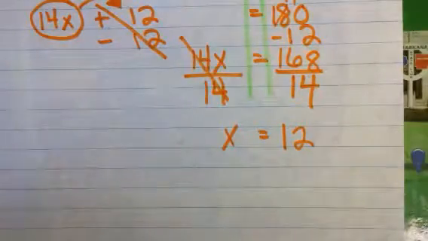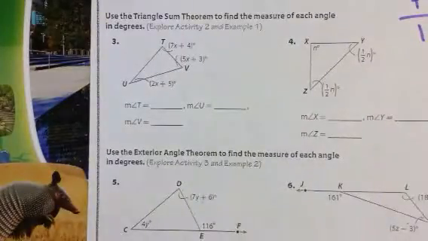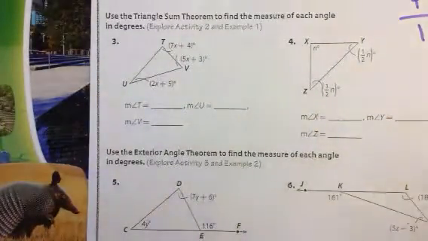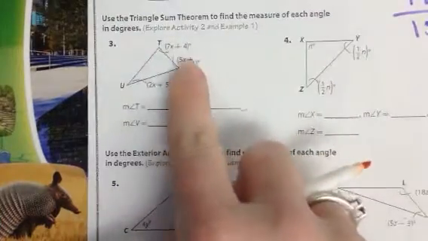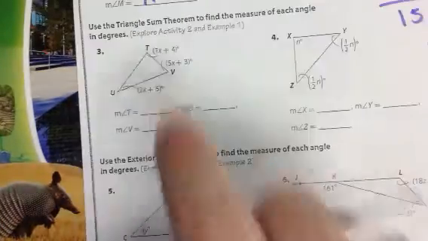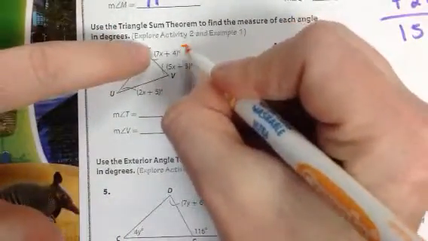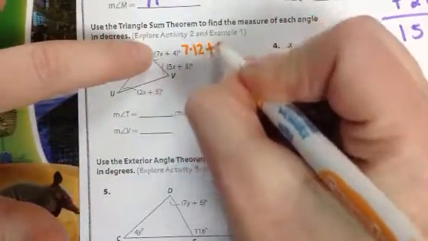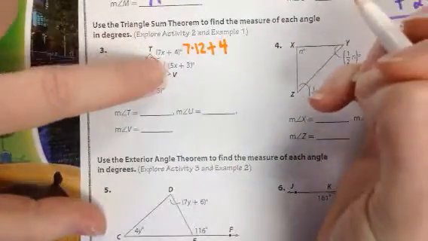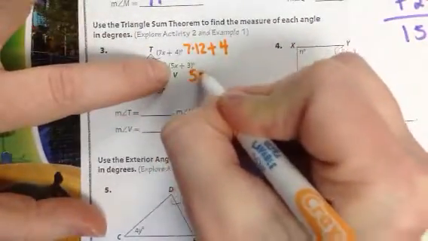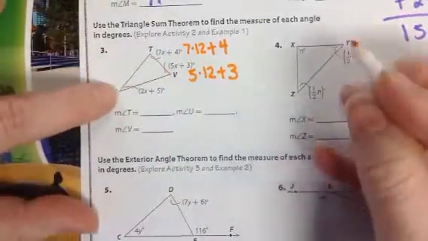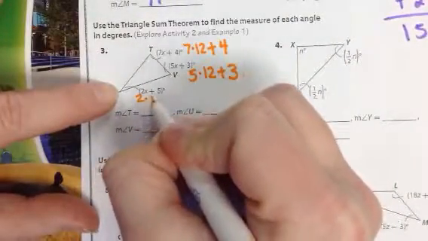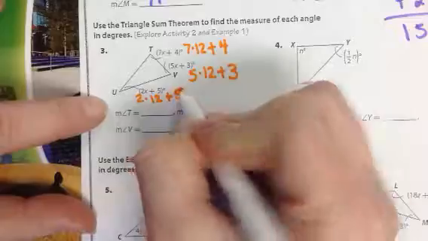Okay, so back on the original page, I don't answer x is 12 because that's not what they want. They didn't want the value of x. They wanted how many degrees are in each angle. But now I know that that x right there in each one, I can go and substitute a 12 in there. So I'm going to have 7 times 12 plus 4. In angle V, I'm going to have 5 times 12 plus 3. In angle U, I'm going to have 2 times 12 plus 5.